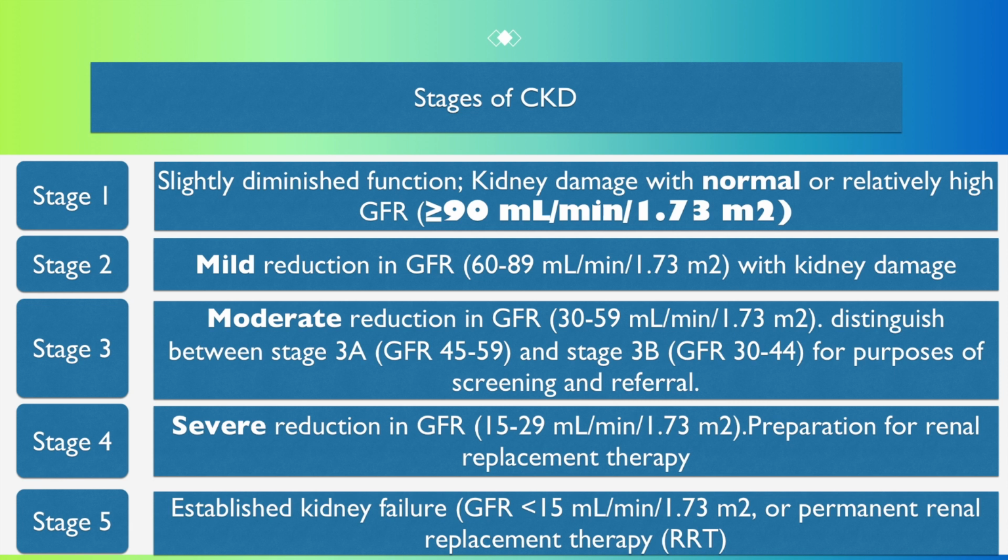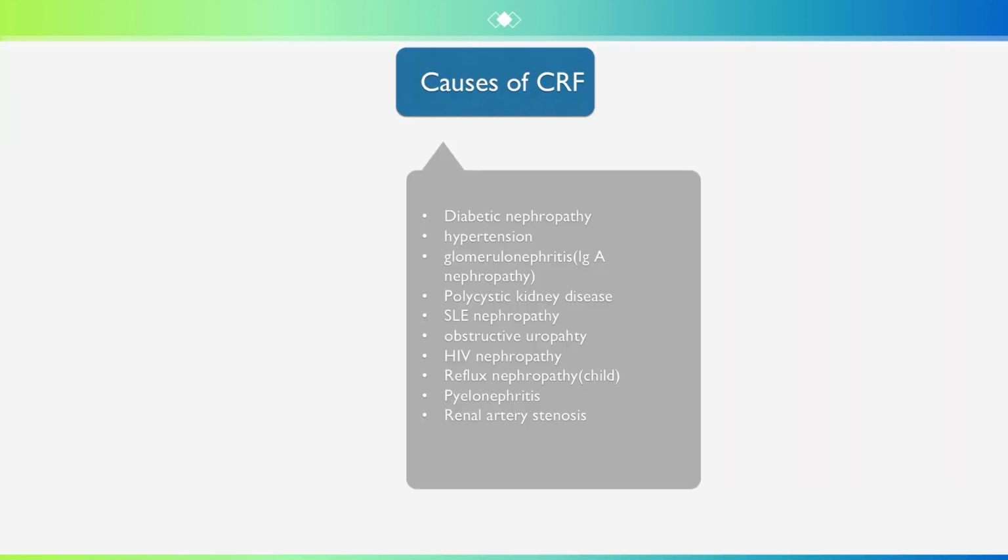And stage 4, severe reduction in the GFR, less than 30. In that stage, you need to refer to the nephrologist for renal replacement therapy. Stage 5, end-stage renal failure, GFR is less than 15 ml, and the patient needs renal replacement therapy.